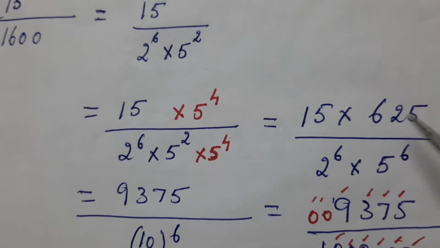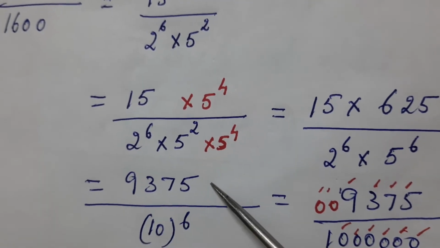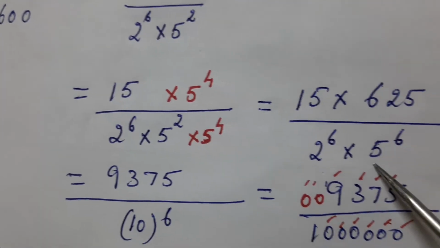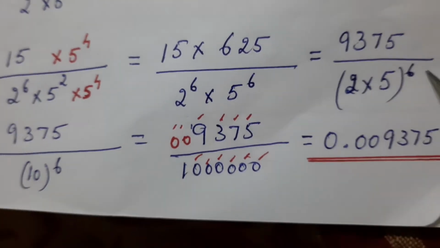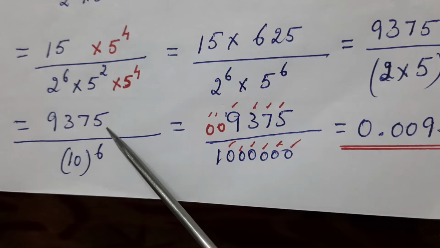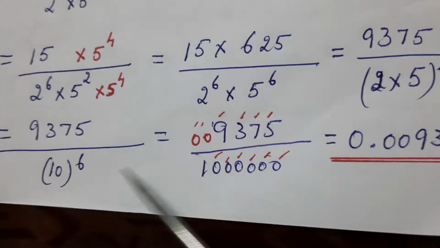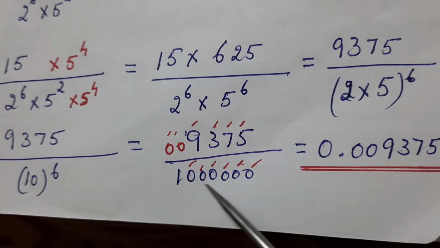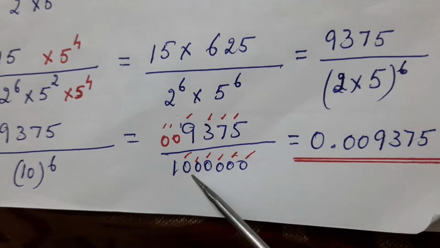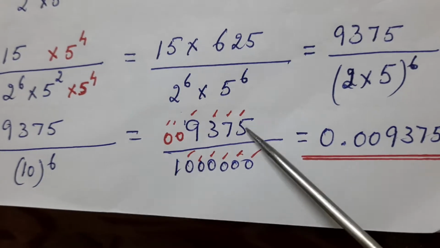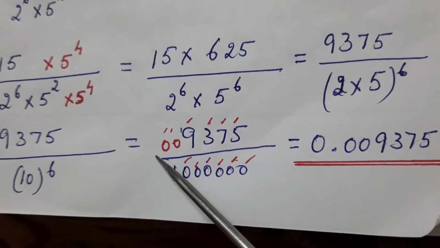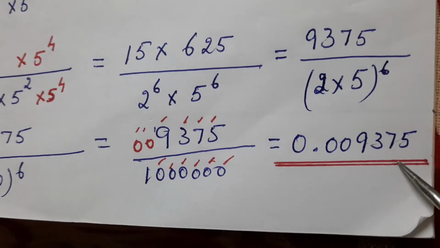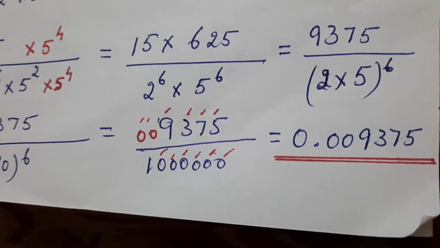When I multiply this, I get 9375 by (2 into 5) the whole power 6. So I get 9375 by 10 power 6. When I expand 10 power 6, how many zeros do I have? 6 zeros. So I should have 6 digits here. I have only 4, so I should add zeros before the number. So I get 0.009375.